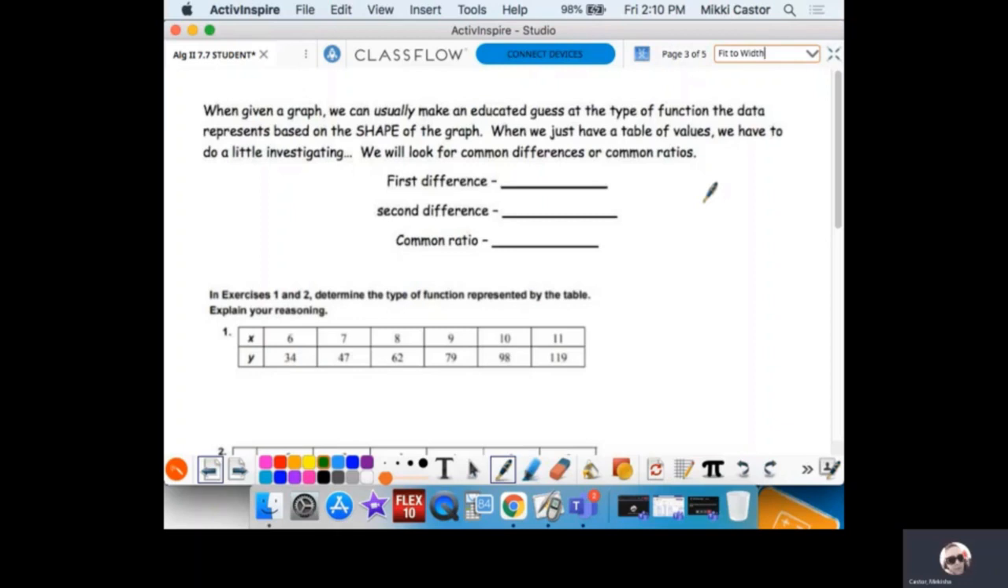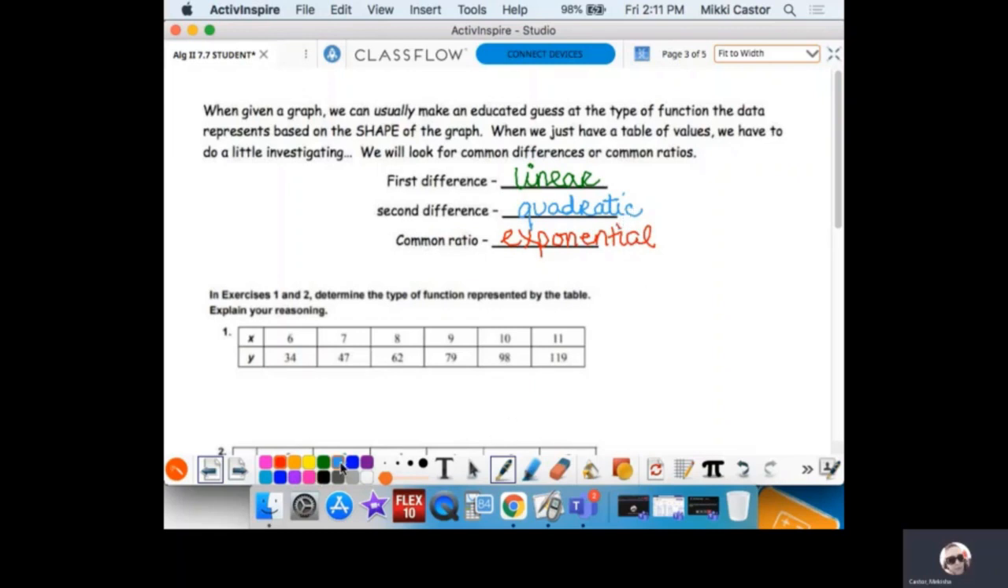Okay, so it says when given a graph, we can easily make an educated guess at the type of function based on the shape. When we just have a table of values, we have to do a little investigating. We're going to look for common differences or common ratios. If the first difference stays constant, that is a linear set of data. If your second difference stays constant, that is quadratic data. If the first and second difference don't stay constant, but you have a common ratio, that is exponential data.